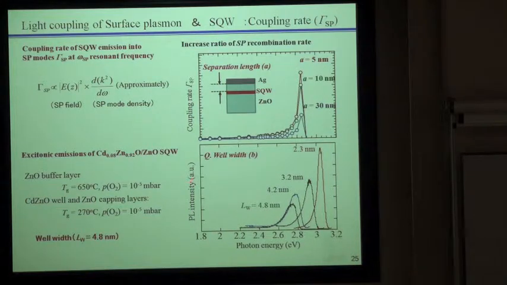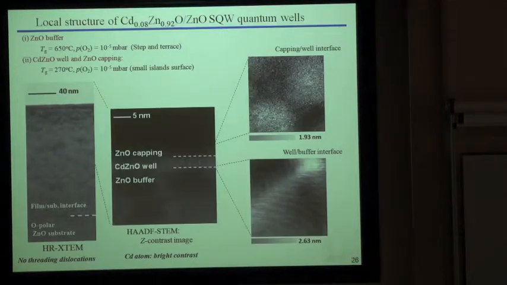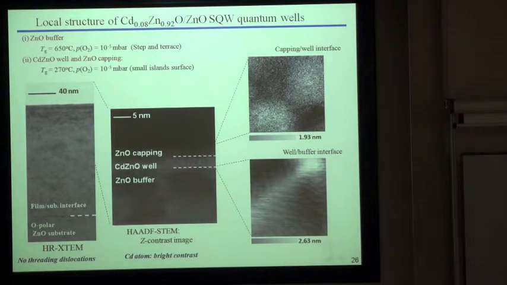And then we also confirmed the optimum quantum well width in the case of single quantum wells, changing the well widths, and we can tune the photon energies around 2.8 eV. Therefore, from this result, we show that the single quantum well structure having a well width of 4.8 nanometers tunes to the plasmon energy of 2.8 eV. And here is a cross-sectional TEM image of the single quantum well capped with zinc oxide.